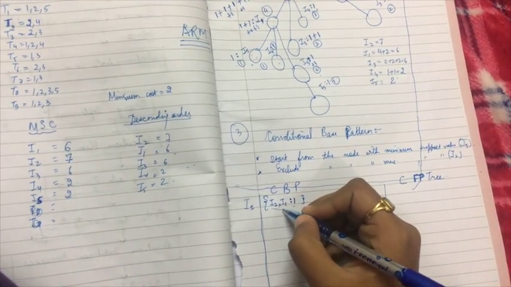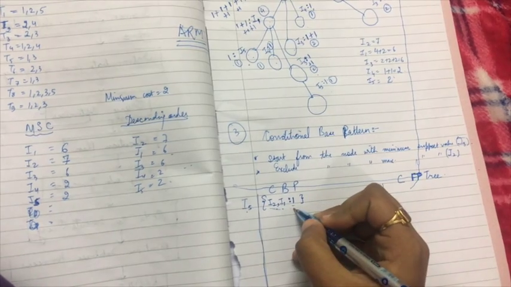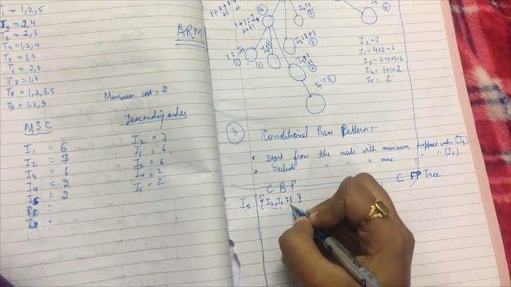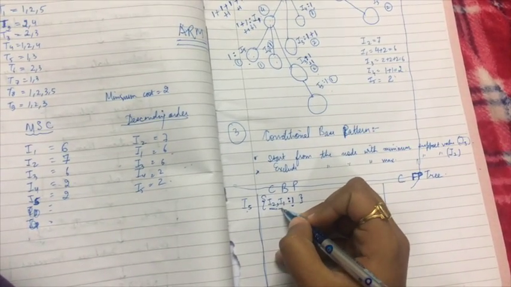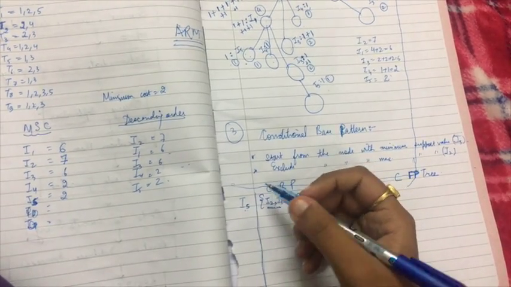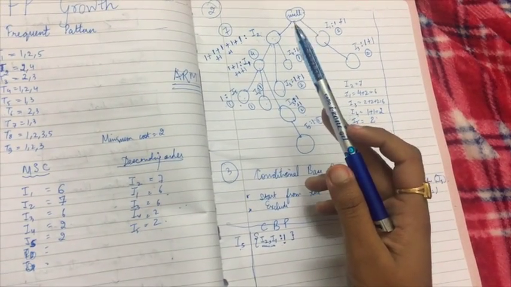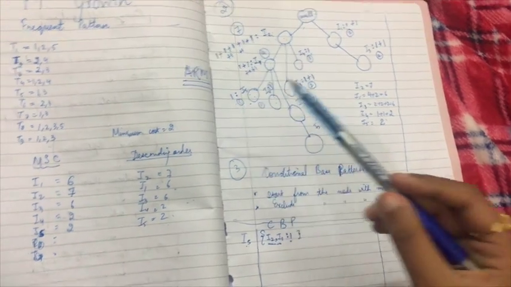This is the path to reach this node. I hope this is clear. Once again I'll repeat, this is the number of times the path is used. Which path? The path which covers the nodes I2 and I1, and I have to reach I5. I have to reach I5 from the starting node, which is null. I started from null and reached I5 using I2 and I1 only one time.